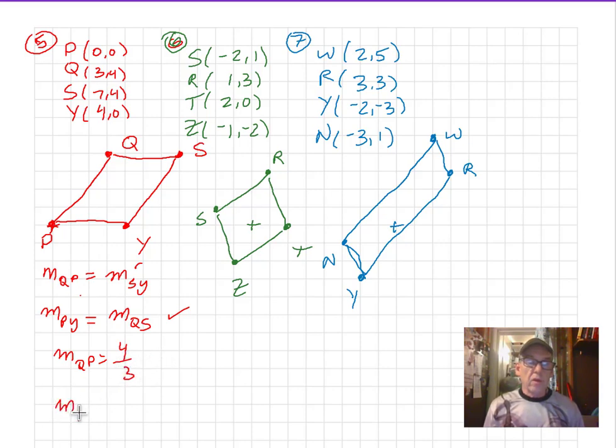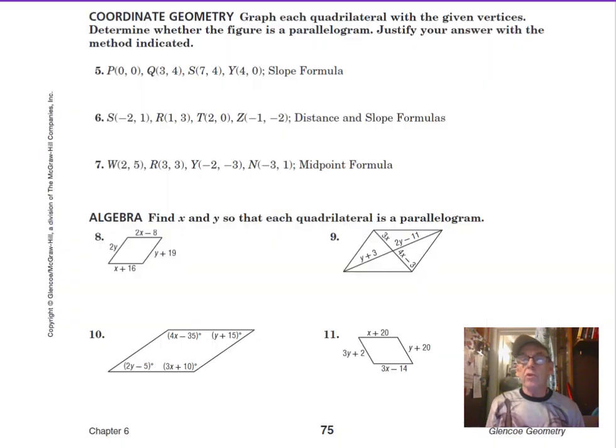Let's find the slope of SY. Change in Y: 1, 2, 3, 4. Change in X, positive 1, 2, 3. So 4/3. The slopes are the same. Yes, it's a parallelogram, using the slopes to verify. Let's go back to the other question.